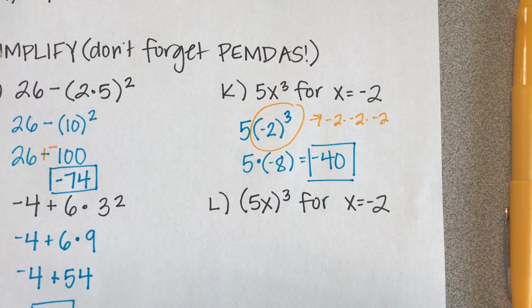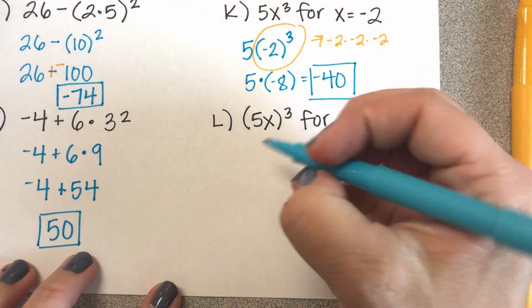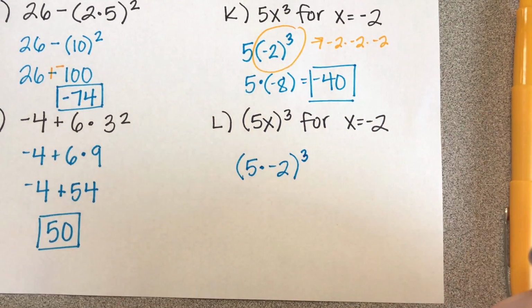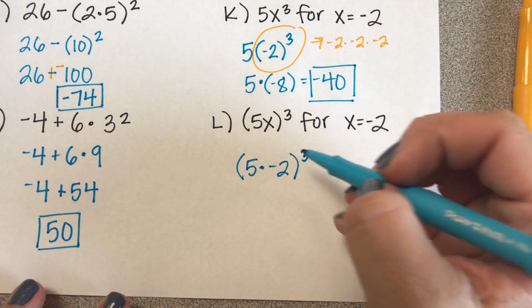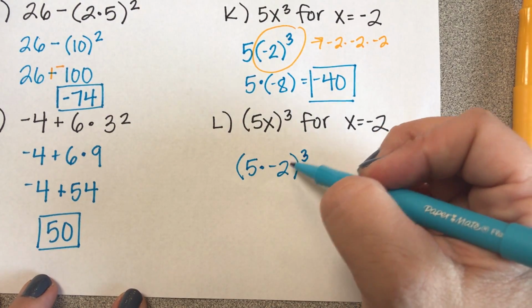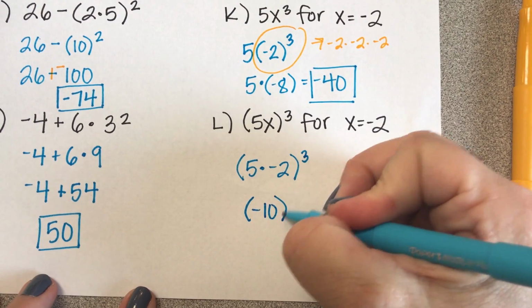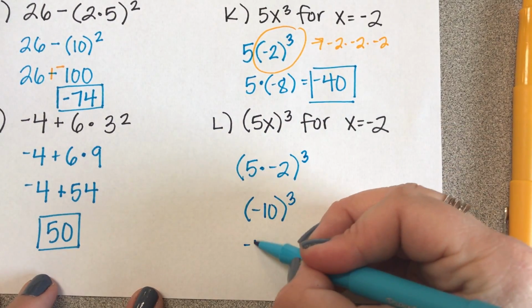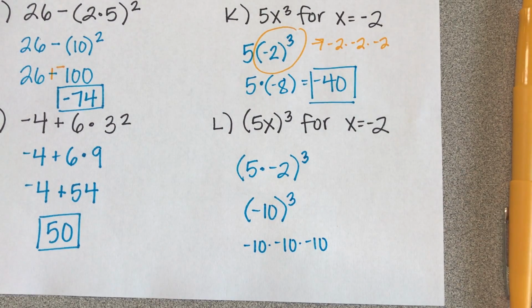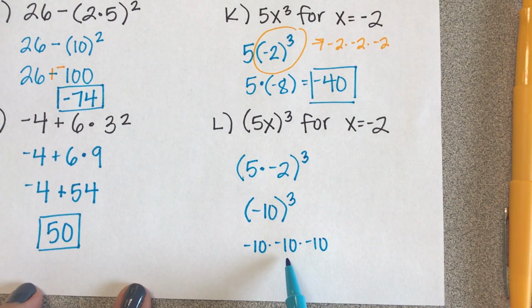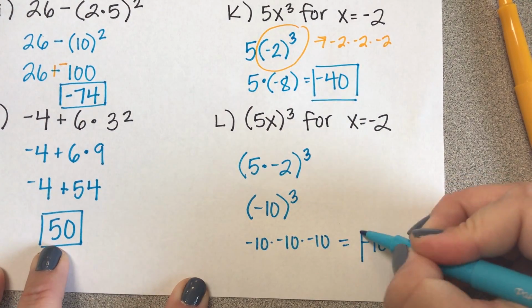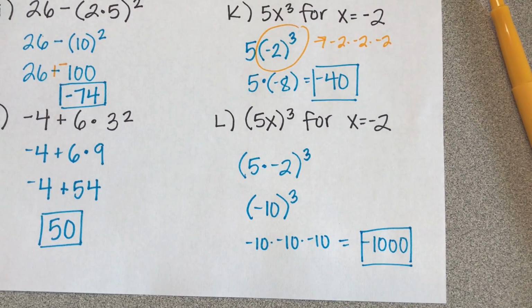And then on letter L, it's 5 times negative 2 to the third power. In this scenario, I have to do inside my parentheses first. 5 times negative 2 is negative 10, and then negative 10 to the third power is negative 10 times negative 10 times negative 10. 10 times 10 is 100, 100 times 10 is 1,000, and it's going to be negative. And that's my answer.